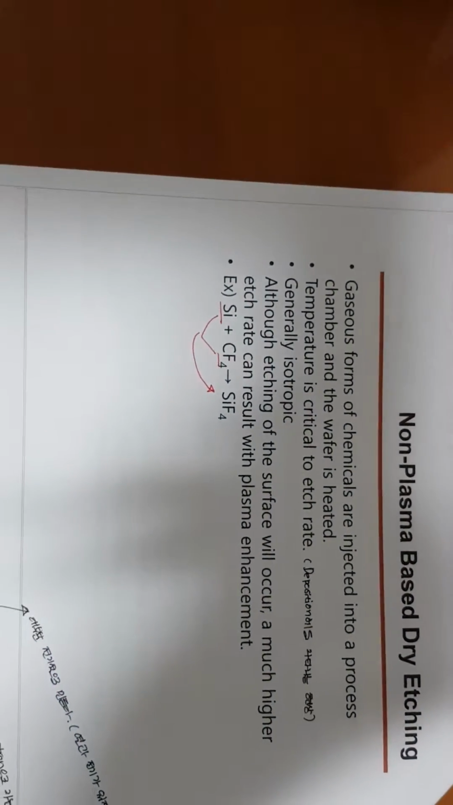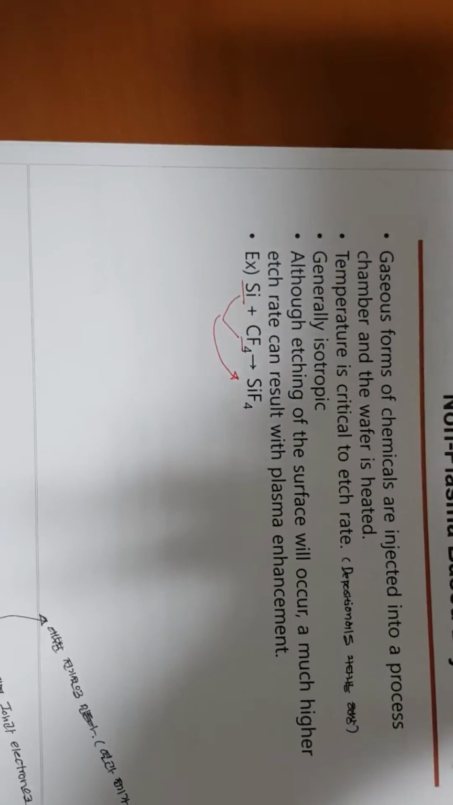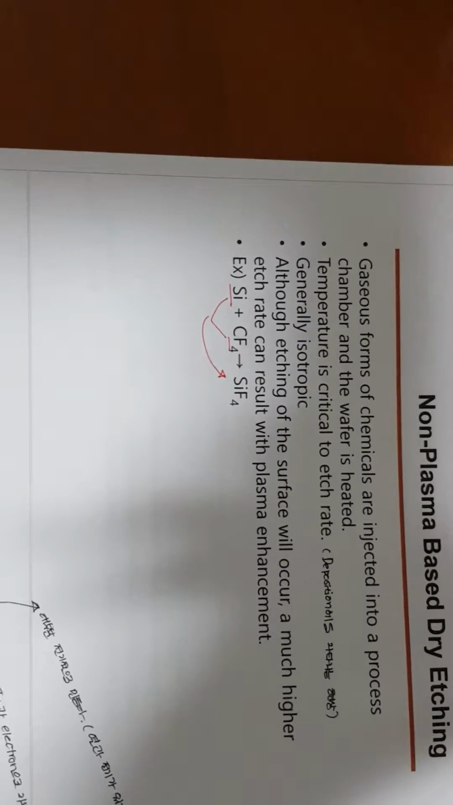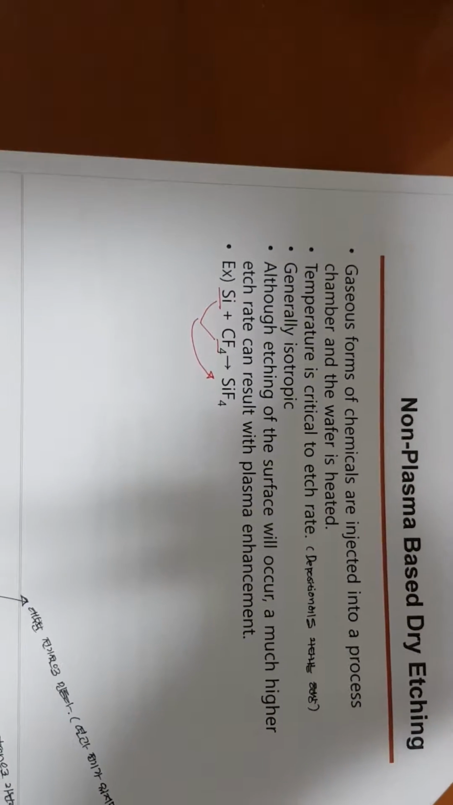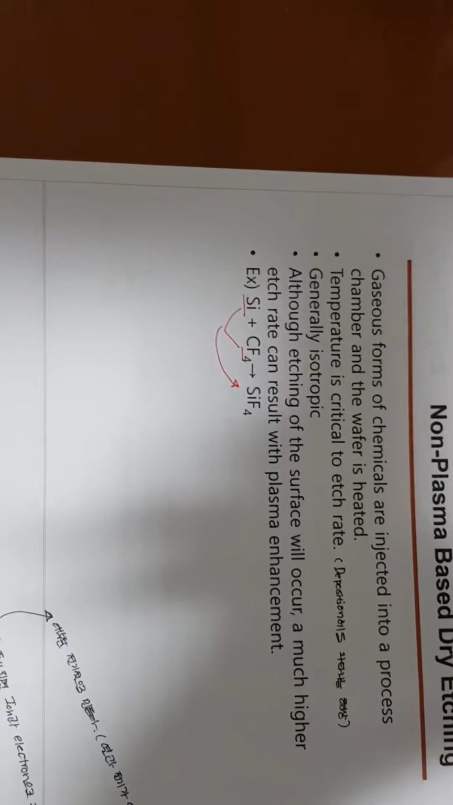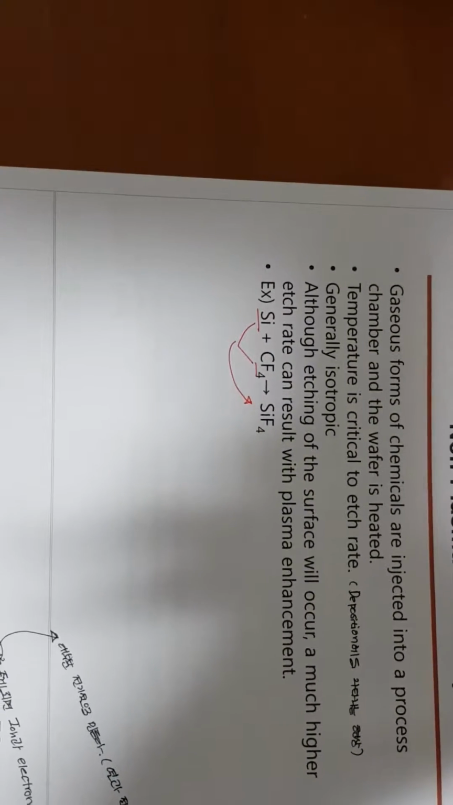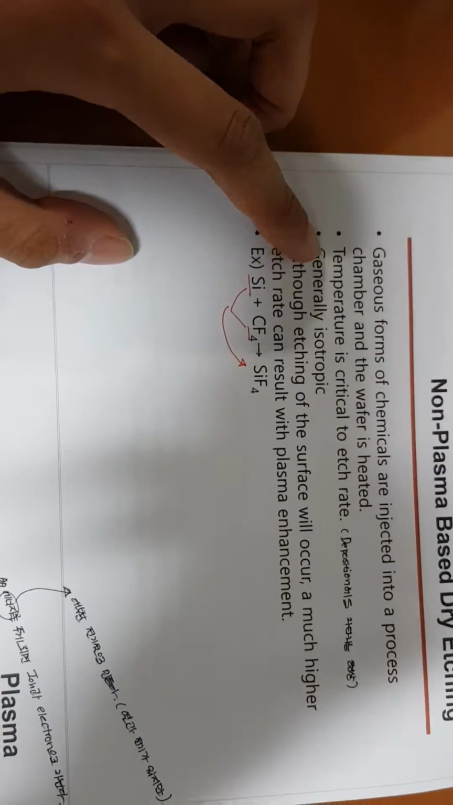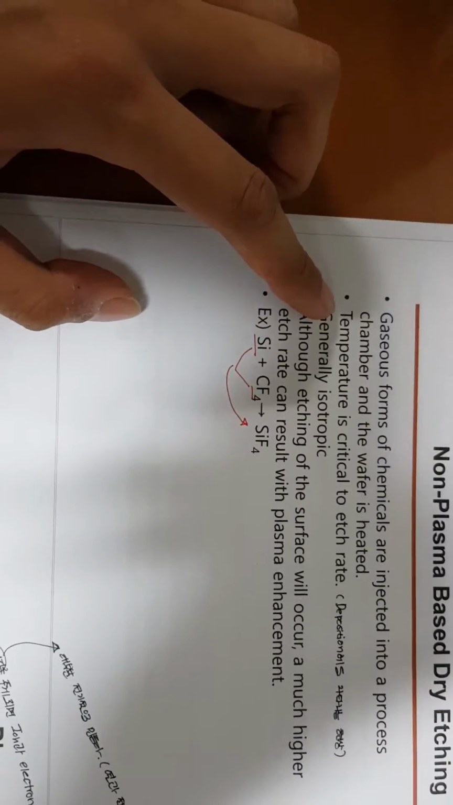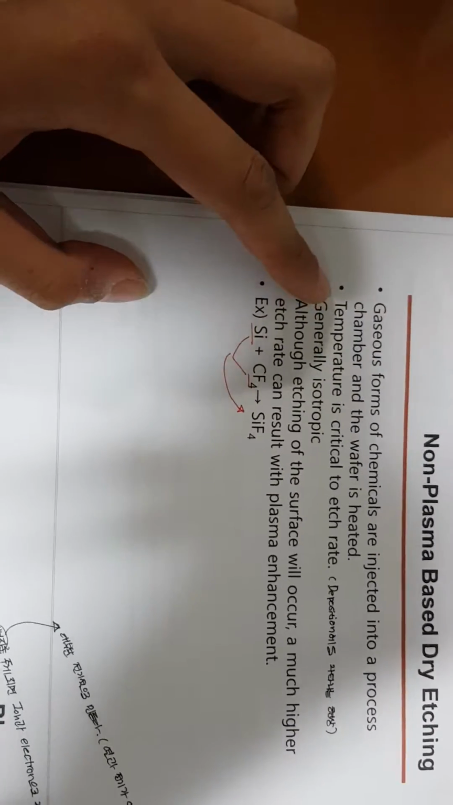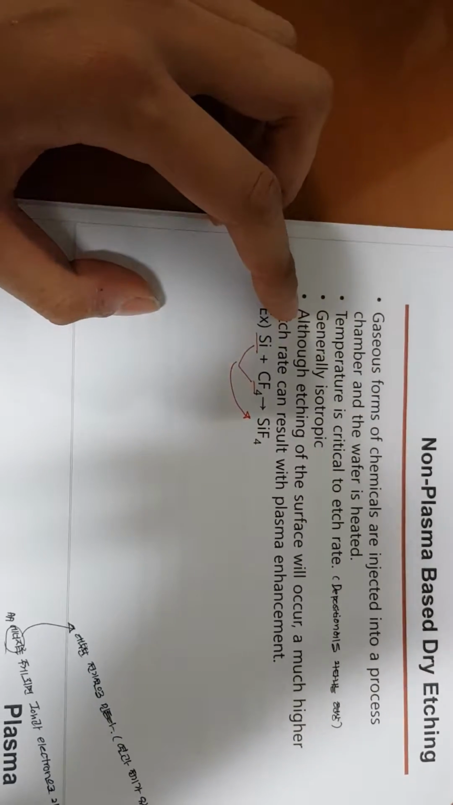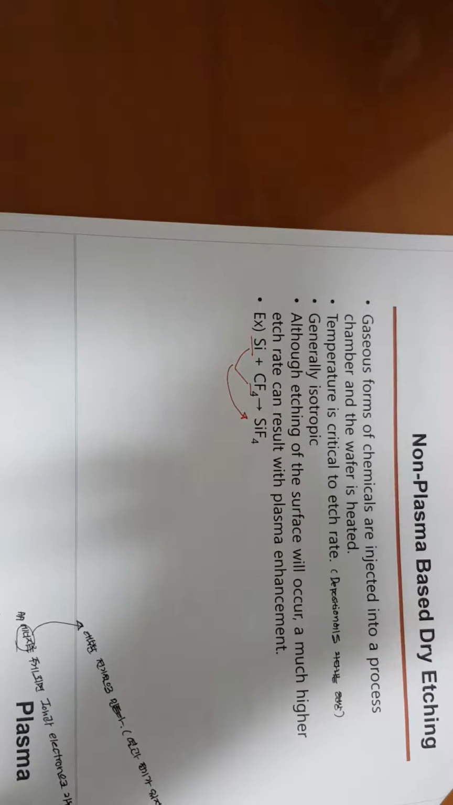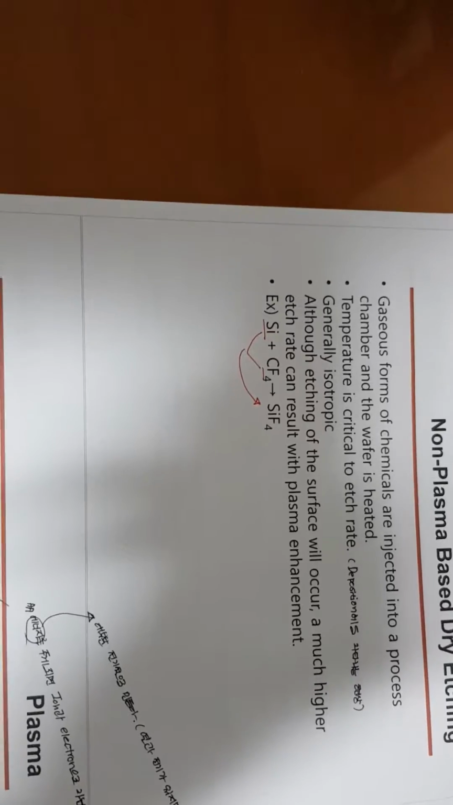First, I would like to deal more deeply with non-plasma based dry etching. Gaseous forms of chemicals are injected into a process chamber and the wafer is heated. Temperature is critical to etch rate, and not only for the etching process, but it also affects the deposition. And it is generally isotropic, although etching of the surface will occur. A much higher etch rate can result with plasma enhancement.